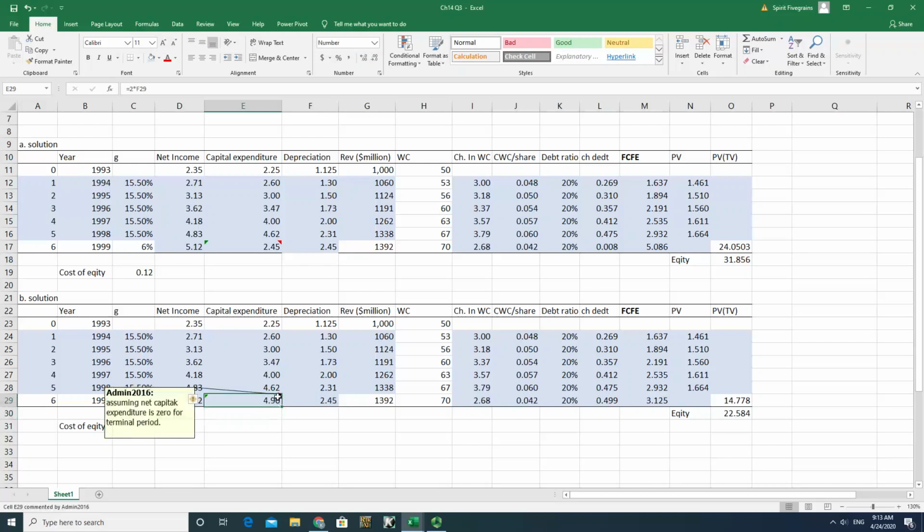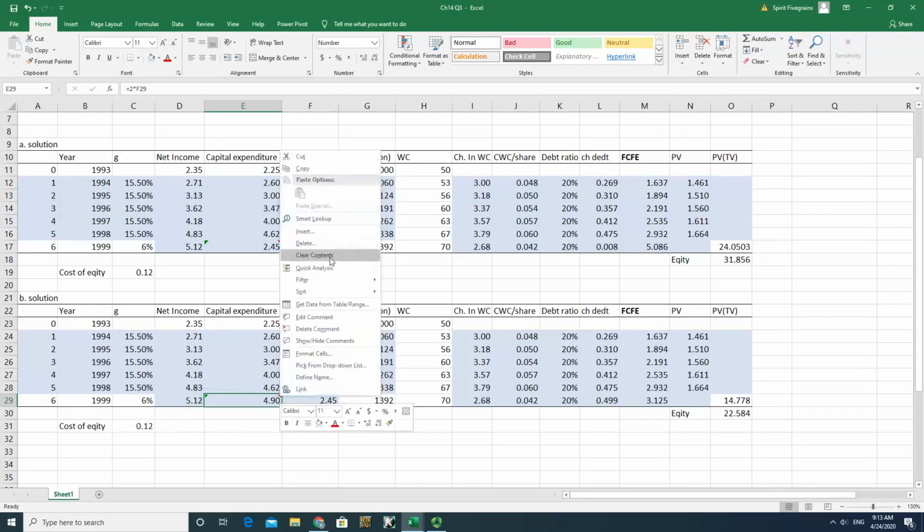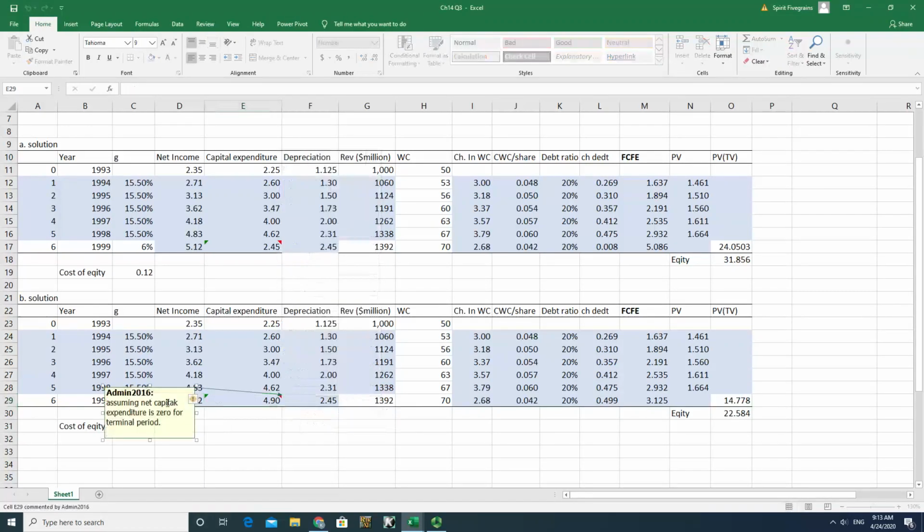$4.90, and here you want to change this comment. Edit comments. Assuming capital expenditure is 200% of D&A, depreciation and amortization.